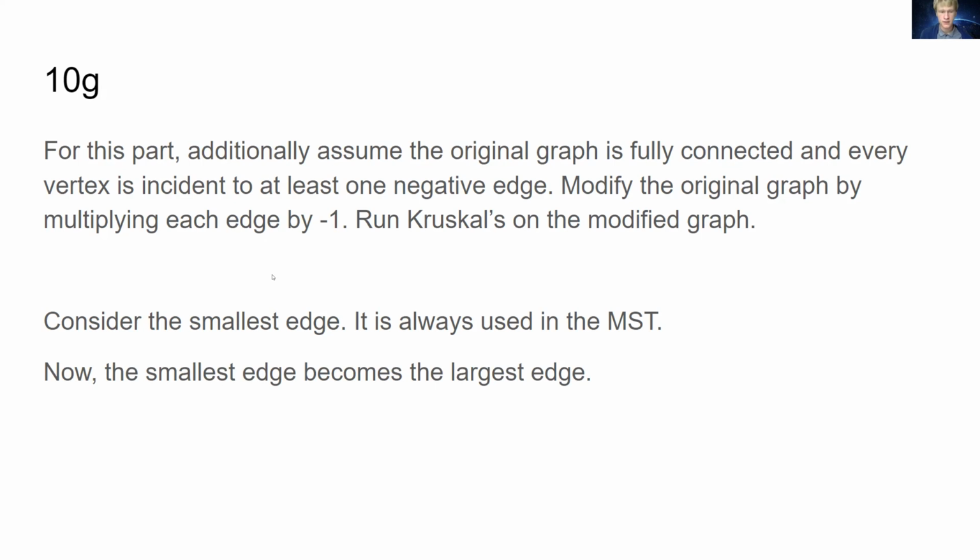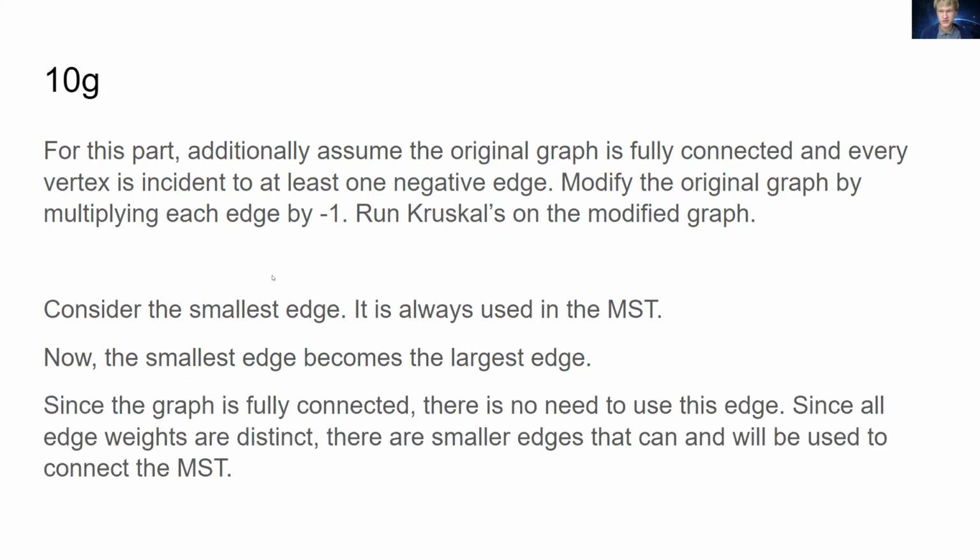Because the graph is fully connected, we don't actually have to use that edge, right? There's literally every other possible edge that you can use apart from that one. And because all the edge weights are distinct, they're all smaller than that edge. So you literally will not use that edge. You will use any other edge that you possibly can to connect everything together because every other edge exists. So you have all of the other options available to you.